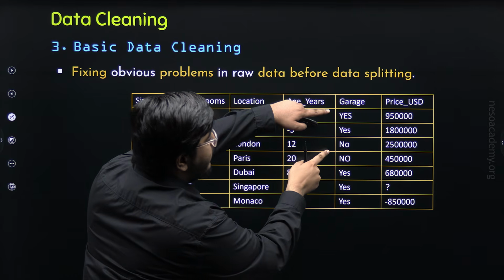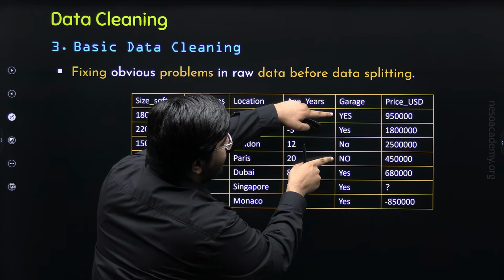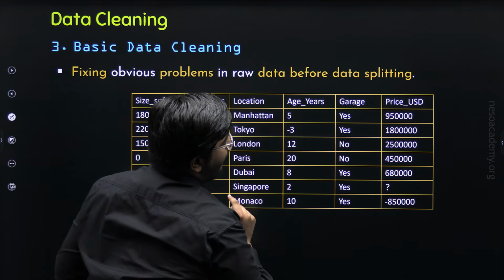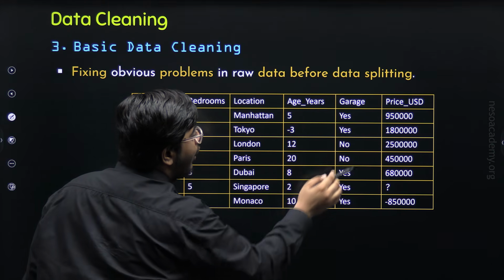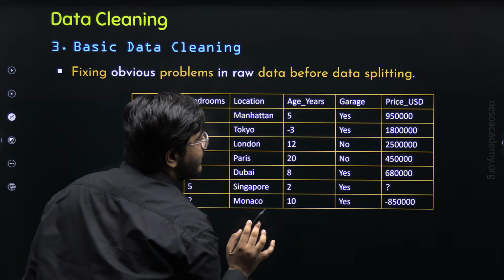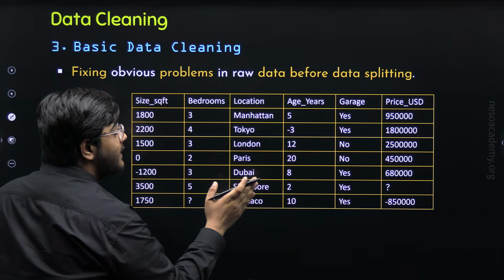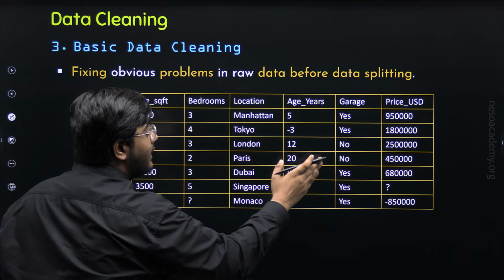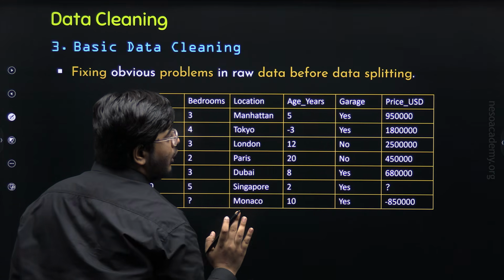Now, these two uppercase yes and no will be replaced by title case yes and no. And now you can see all the values in this garage column are in proper title case, which means we have successfully fixed the inconsistency in the format of this column.